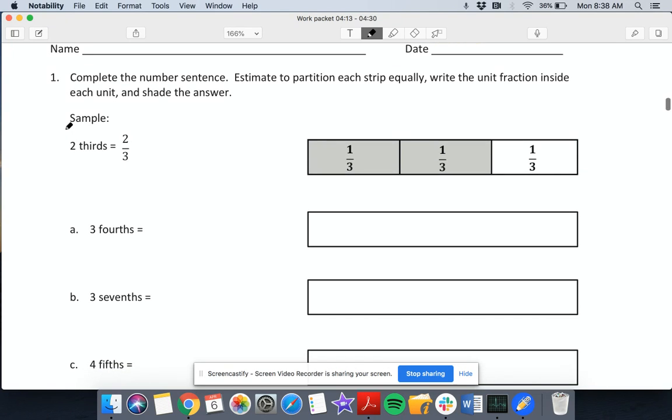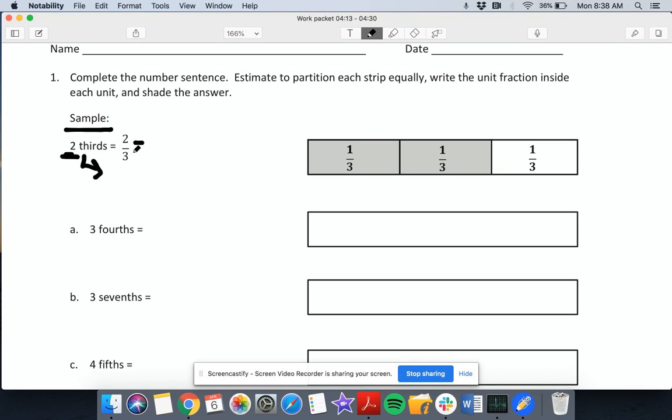So in our sample problem, we had 2/3 to begin. And if we remember from yesterday, if it's 2/3, we know that 3 will be our denominator. 3 will be our number on the bottom. And 2 appears to be the number that they want shaded. So 2/3 will be shaded.